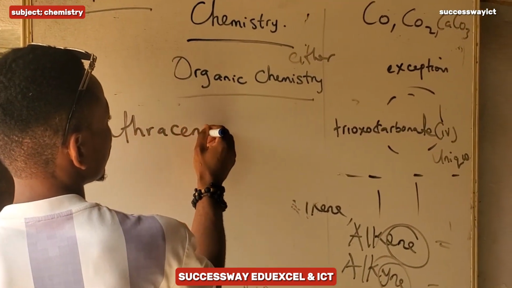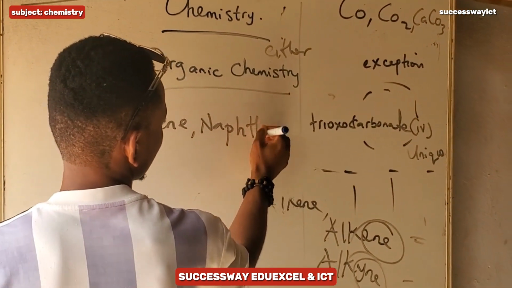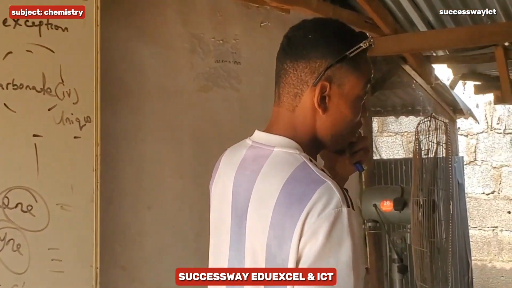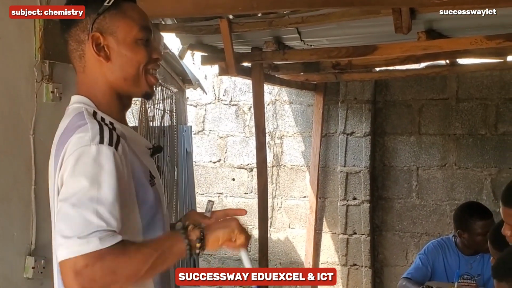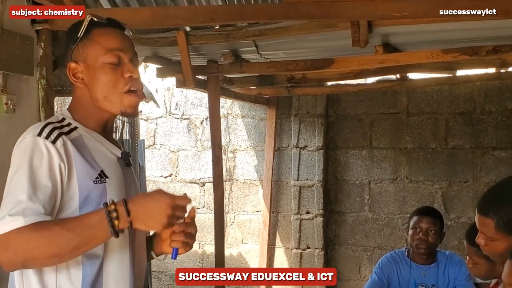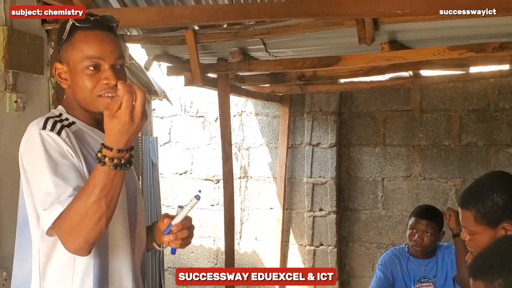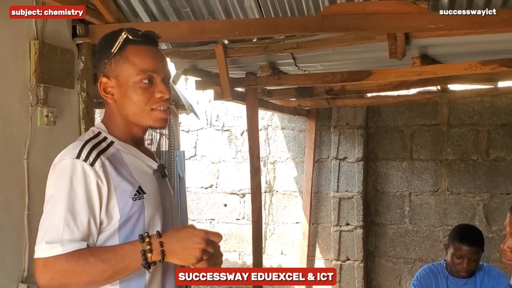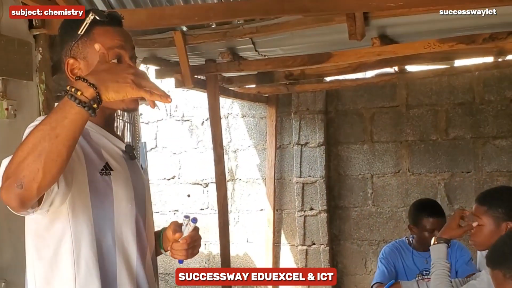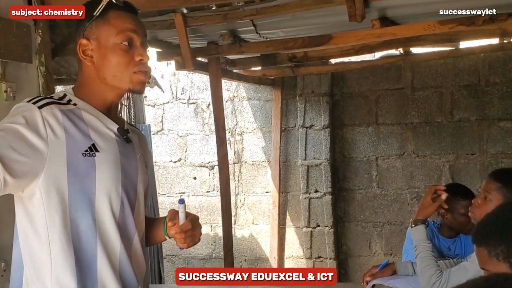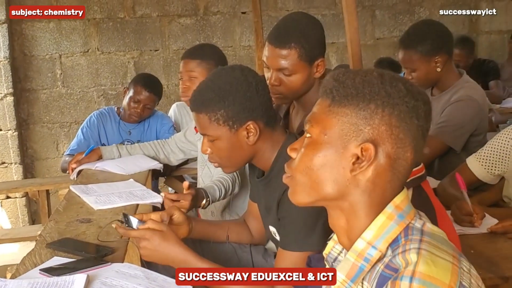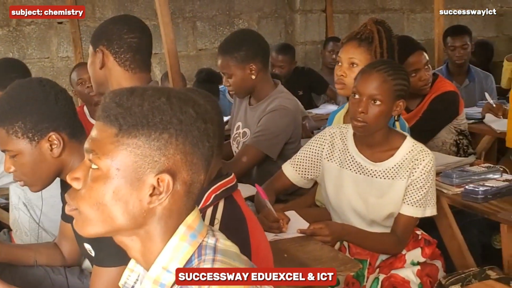Anthracene, naphthalene, phenol. All those that go for pharmacy, you have to know this part too. Phenol, benzoic. Sometimes when you check some drugs, you see all those names there. All those compounds, you have to know them. All of you that go for pharmacy, medical, med lab, you have to know those things. Their uses, their production, how they are used to cure illness. Very important.